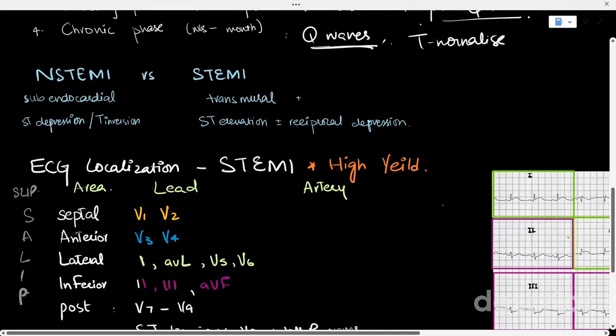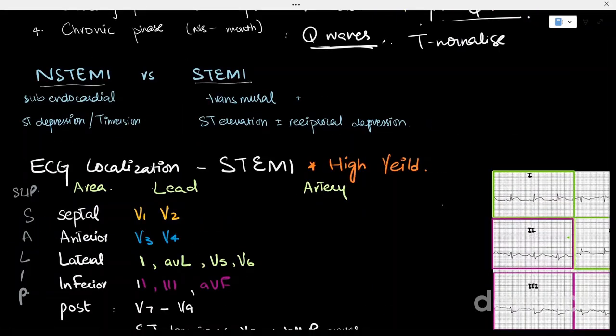Now, moving on to NSTEMI versus STEMI. You must have heard about this term. NSTEMI is non-ST elevation MI, which is subendocardial. There is ST depression and T wave inversion mostly. In STEMI, it's ST elevation MI.